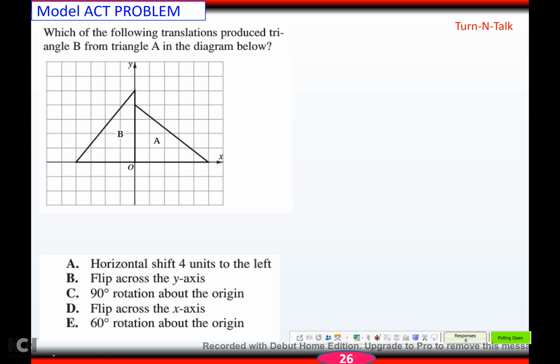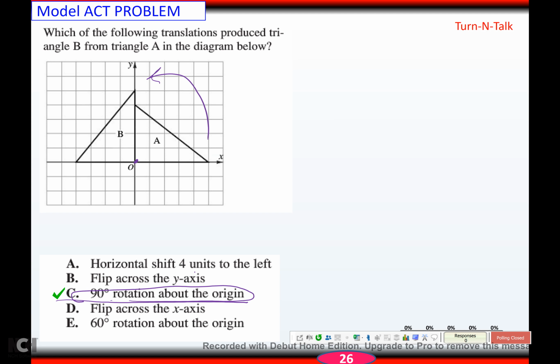Alright, so you try this one, hit pause, come back when you're ready. And hopefully you got a 90-degree rotation about the origin. So if you rotate it about here, that would rotate this way, which would flip it up, which is your 90-degree rotation about the origin.